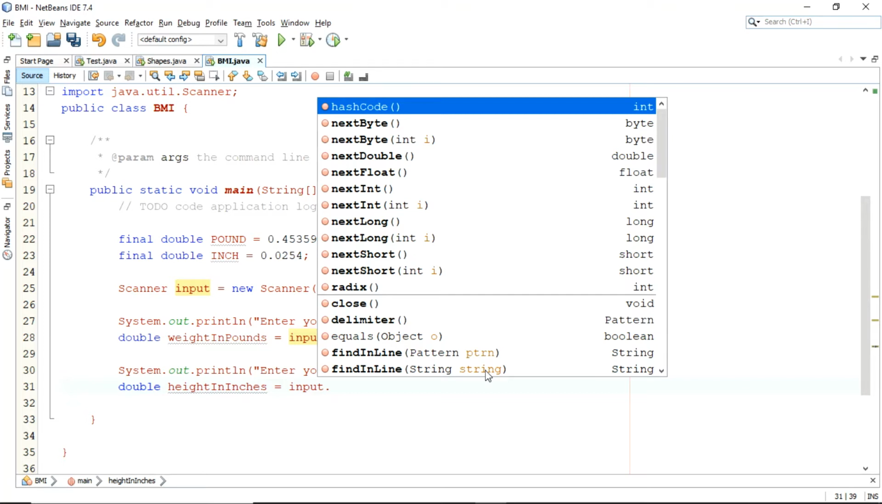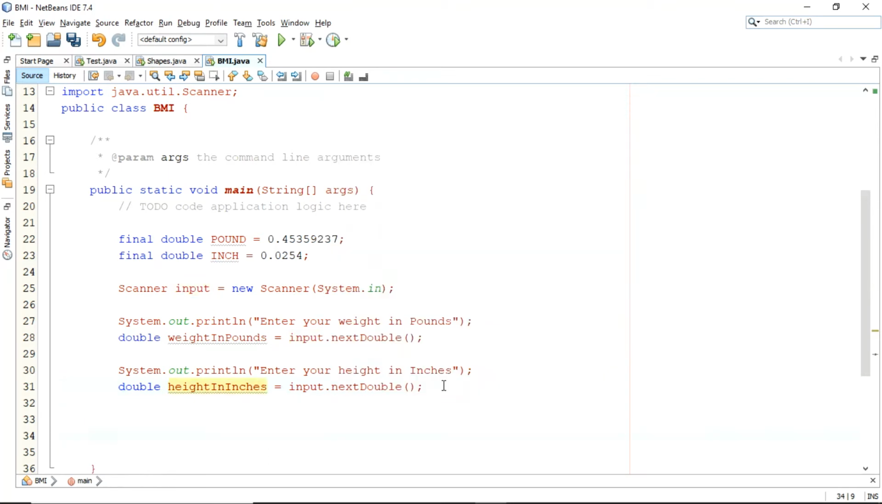So to do that, we are going to use our constant values for the pound and also for the inch, and the scanned values, then we multiply. So you're going to multiply pound by weight in pounds and then inch by height in inches to be in position to get our new values in meters and kilograms.